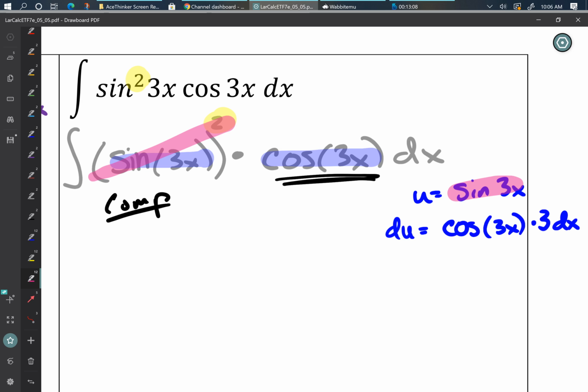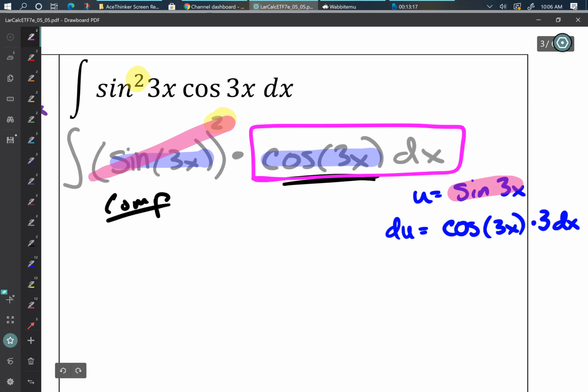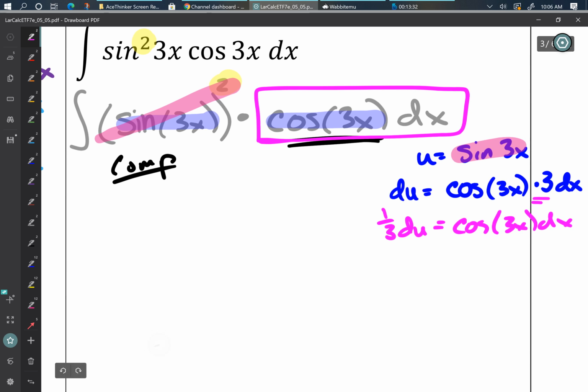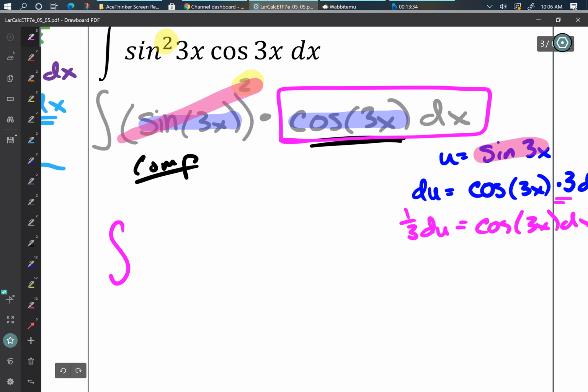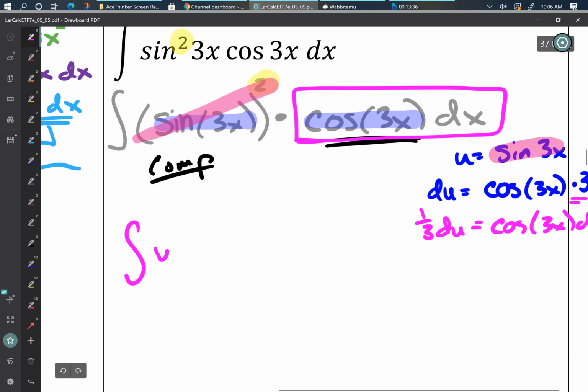Now if I look back at my expression that was handed to me, I'll see that I have most of that du sitting right here. What's missing? Well, the 3. So I'll do the same thing that I've done for the last two problems. I'll make that division happen. And I get cosine 3x dx, and now I can perform the substitution. When I do the substitution, that integral turns into u squared times 1/3 du.